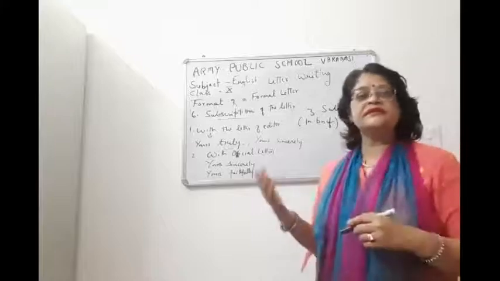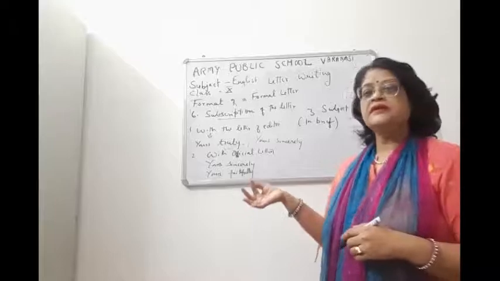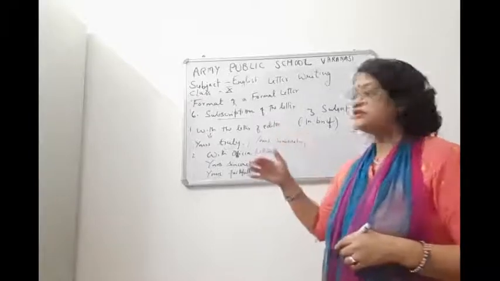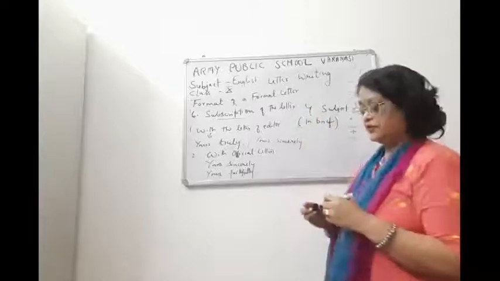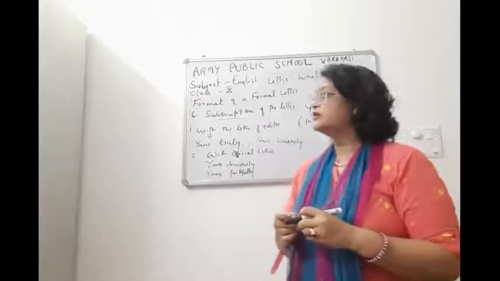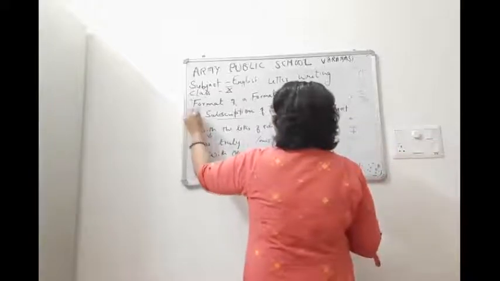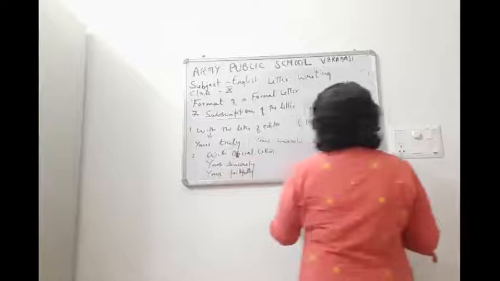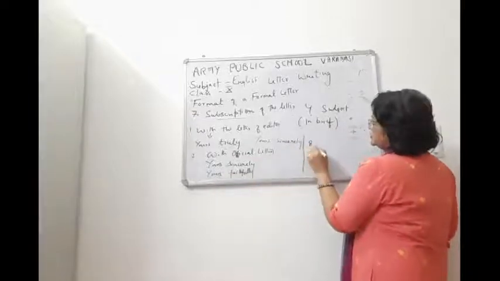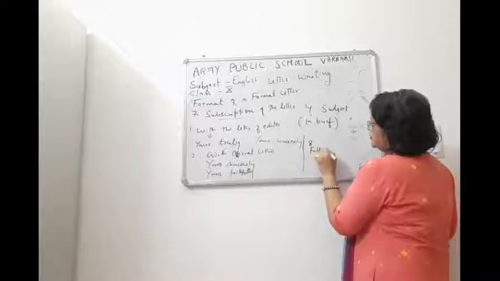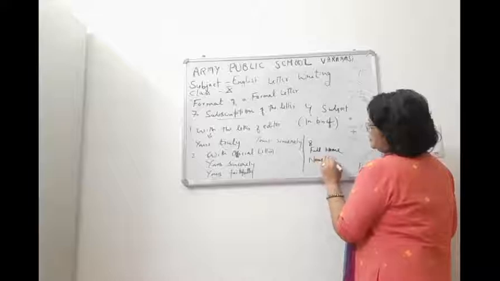First part, sender's address. Second part was your date. Third was your receiver address. This is the fourth part. Okay, and fifth was your salutation. Sixth is the body of the letter. Seventh is the subscription. And children, now the eighth one is full name. Name and surname.